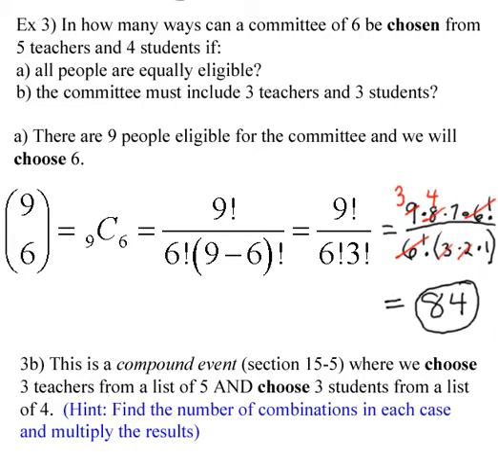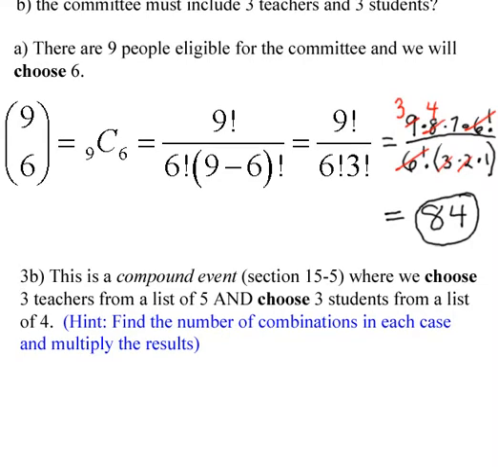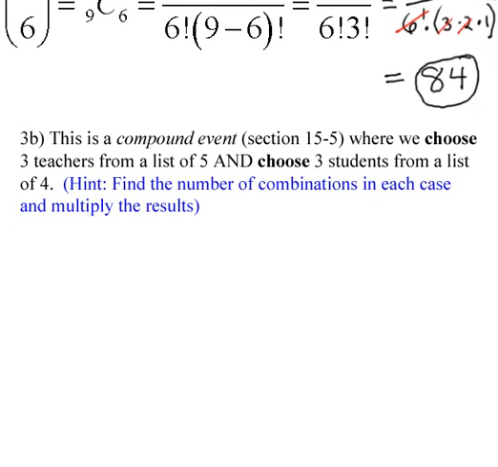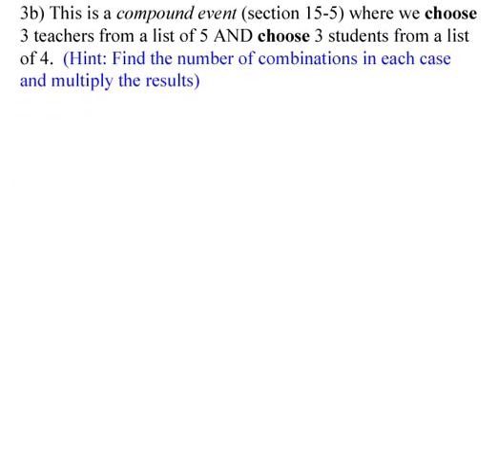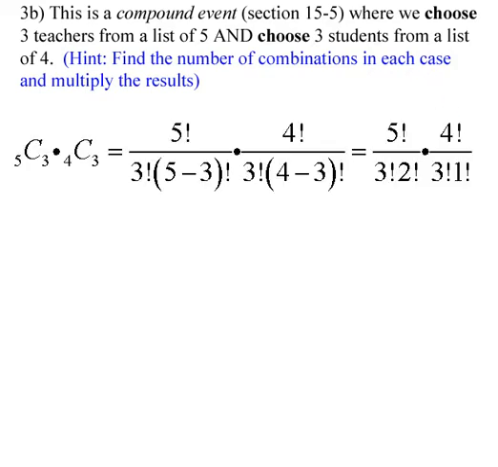The second part of the problem is a little different. It's a compound event. So if we look back at chapter 15, section 5, and we look at the fundamental counting principle, for compound events, what we need to do is find the outcome for each event and then multiply the results together. Okay, so we'll find the number for each, multiply the results together.